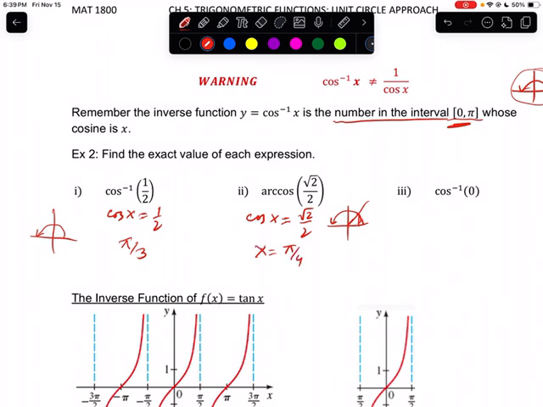The next one is cosine inverse of 0. So it means we are trying to find the x such that cosine of x is 0, and we have to stay here. So where is cosine 0? At this place, which is pi over 2. Okay, now we will define tangent inverse as well.